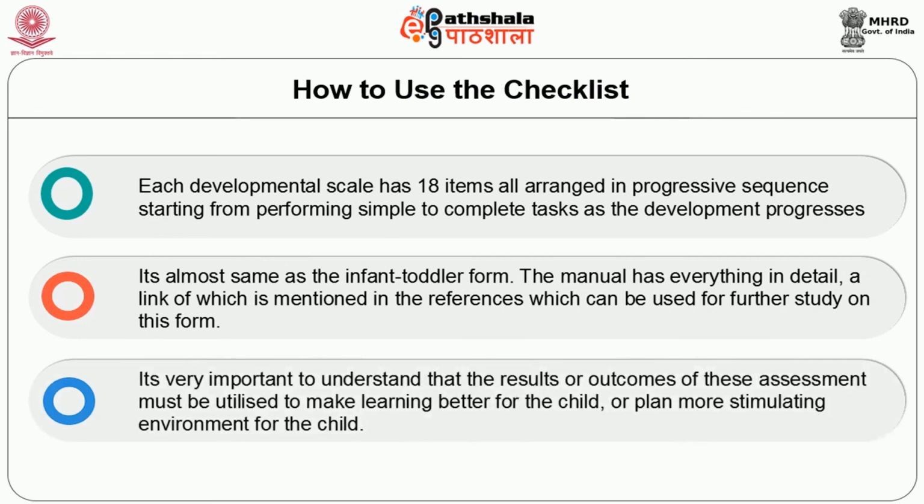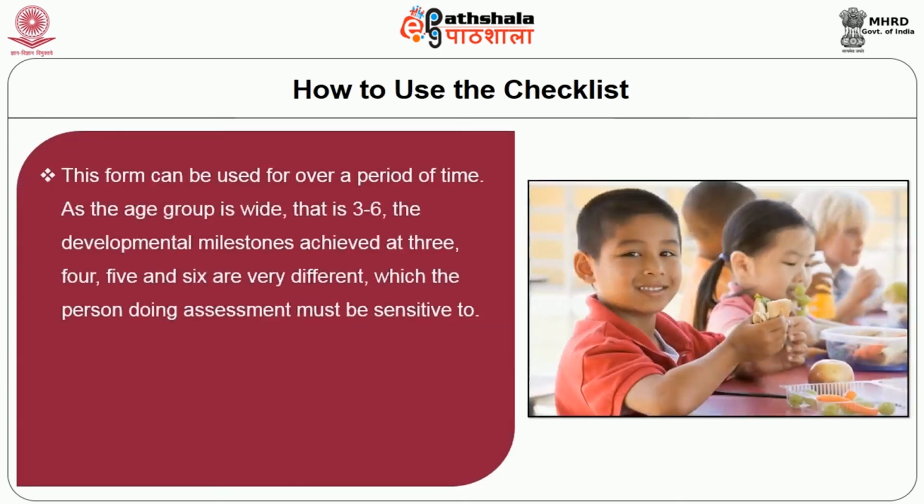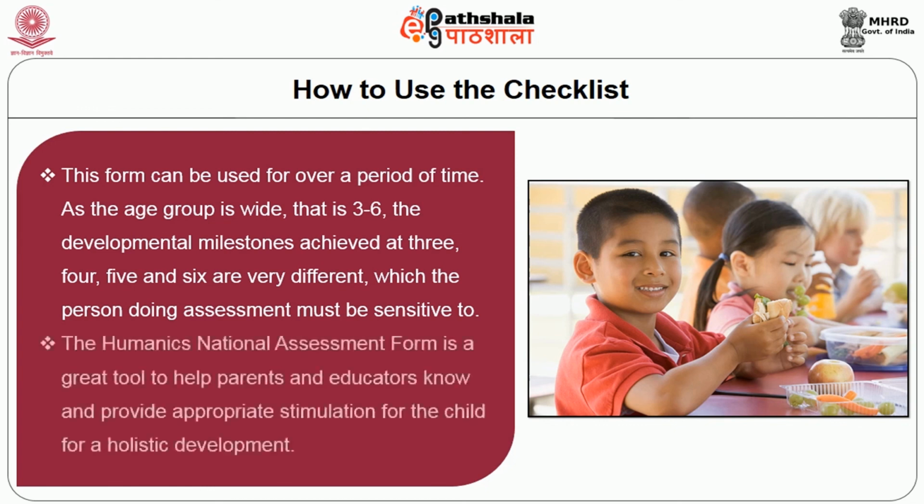It is very important to understand that the results or outcomes of this assessment must be utilized to make learning better for the child or plan a more stimulating environment for the child. This form can be used over a period of time. As the age group is wide, that is 3 to 6, the developmental milestones achieved at 3, 4, 5 and 6 are very different, which the person doing the assessment must be sensitive about. The Humanics National Assessment Form is a great tool to help parents and educators know and provide appropriate stimulation for the child for a holistic development.